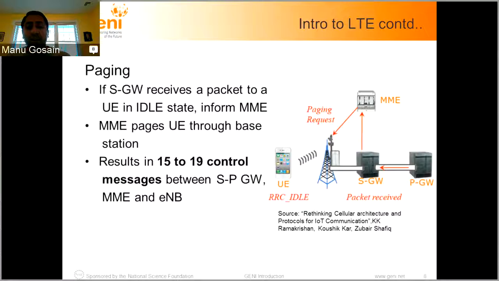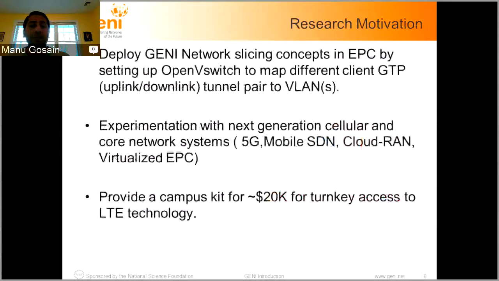And similarly here, if you're doing a paging request from a UE, if you're waking up from the data plane side on the handset side, you basically have about 15 to 19 control messages between the packet gateway, mobility management entity, and the eNodeB. So basically, this is the main research motivation for us.